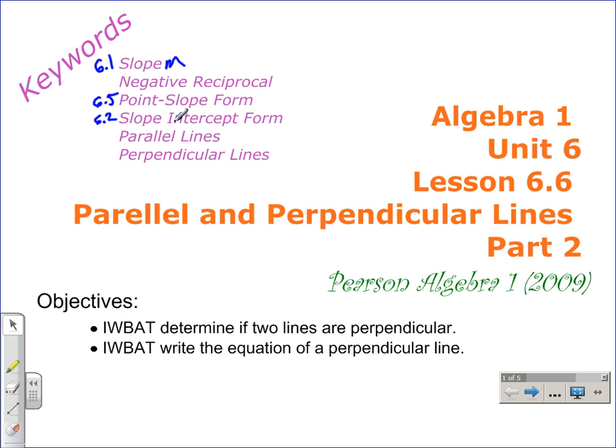Lesson 6.2 is the slope-intercept form, probably by far one of the most useful of the three forms that we use. We just learned about parallel lines in Lesson 6.6 Part 1, and the new word, perpendicular lines, we're going to learn about in this particular lesson. Let's get to it.